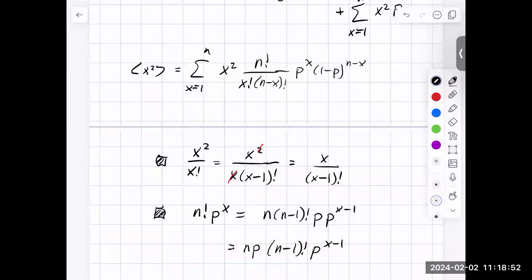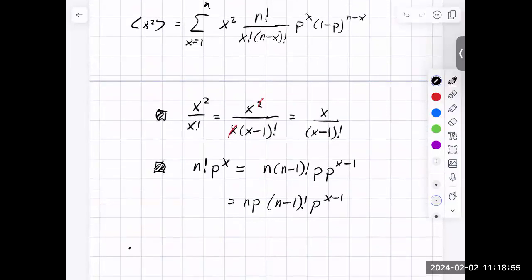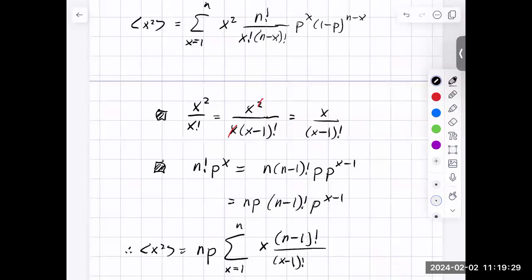Okay, so then we sub these things in there, and what are we going to be left with? We're doing the average of x squared, so we're going to get an np. Those are both constants, so I'm just going to take them outside the sum. So we'll have np sitting here, sum of x equals 1 to n. The x squared just becomes an x. The n factorial became an n minus 1 factorial, and in the denominator we should have an x minus 1 factorial and an n minus x factorial that hasn't changed. This is going to be p to the x minus 1, and then we have 1 minus p to the n minus x.